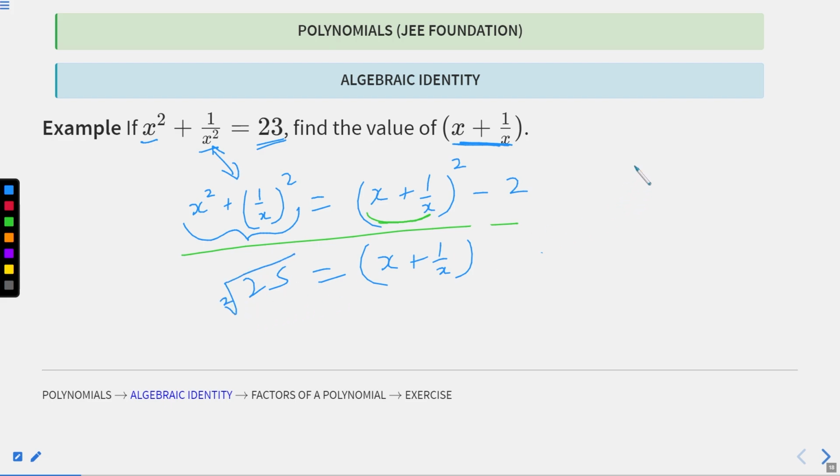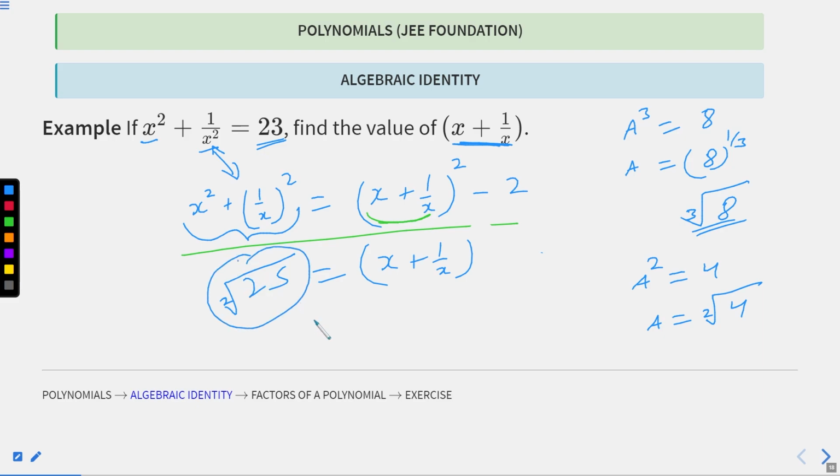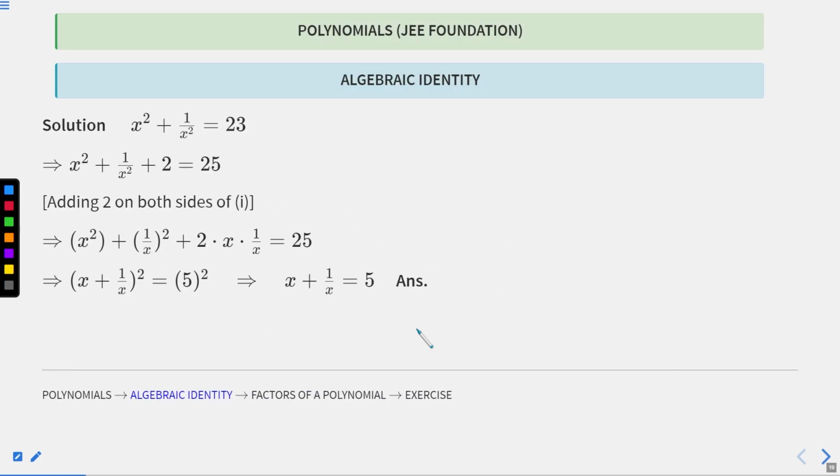For example, if a cube is given to me, say 8, then on the other side it will become the cube root of 8. Okay, I hope this is clear. In this case, if a square is given to me as 4, then a will be the square root of 4. And we know the square root of 25 is just 5. So the value of x plus 1 by x is just 5. I hope this is clear to you.